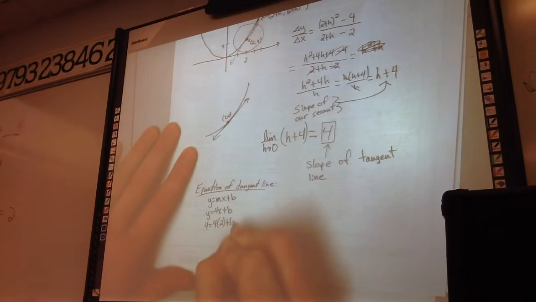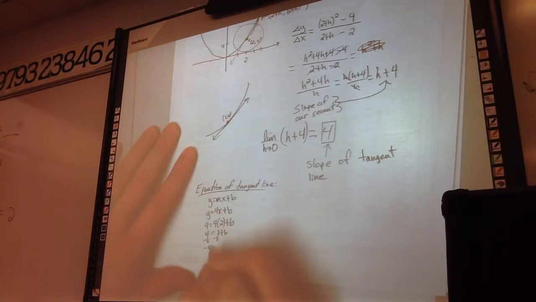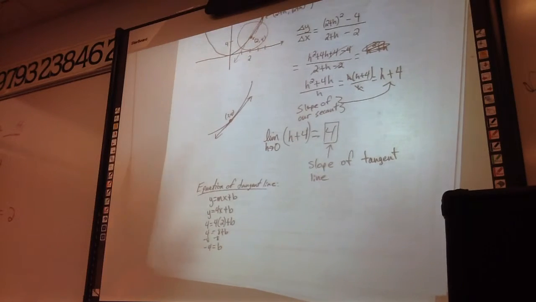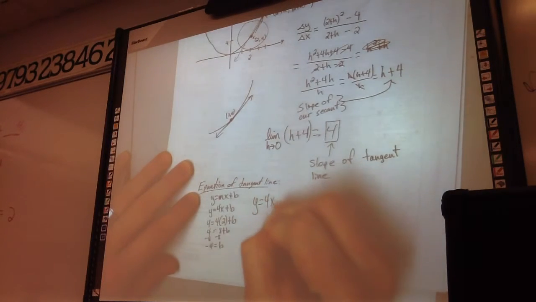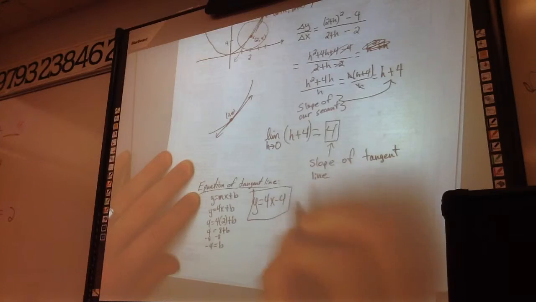4 equals 4 times 2, so 8. 4 minus 8 is negative 4, so negative 4 equals b. Y equals 4x minus 4. That's the equation of that line.